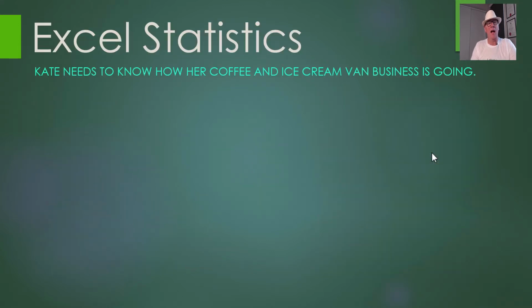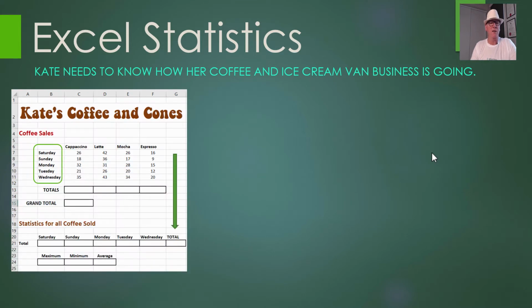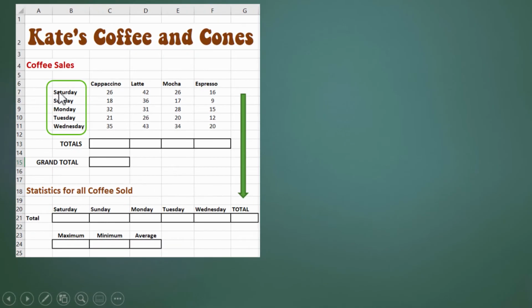All right, so Kate needs to know for a coffee and ice cream van business how things are going. So we're going to do some business analysis for her using Excel. Here's Kate's coffee and cones, the spreadsheet we're starting out with. She only works from Saturday to Wednesday with the van selling coffee and ice cream and milkshakes. So we've got Saturday to Wednesday here. We've got cappuccinos, lattes, mochas, and espressos, just some sales figures there. I thought I'd change these, but anyway, we'll run with those.